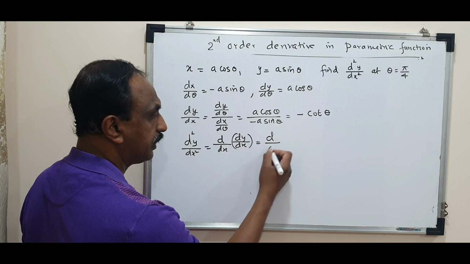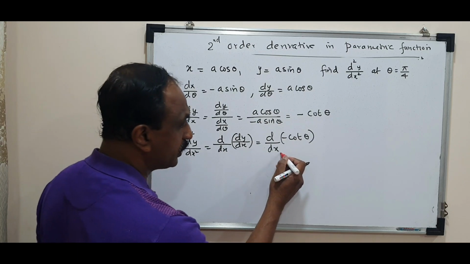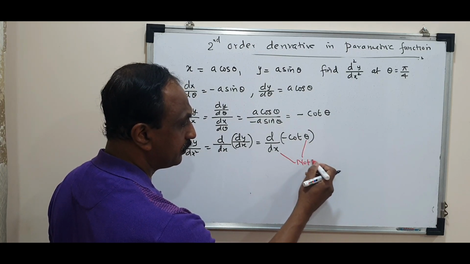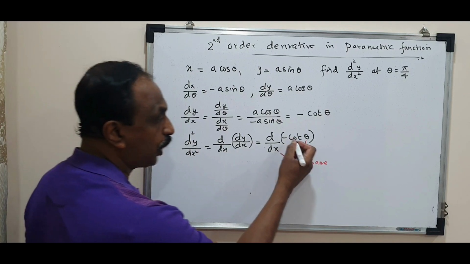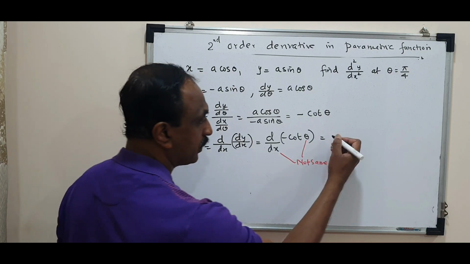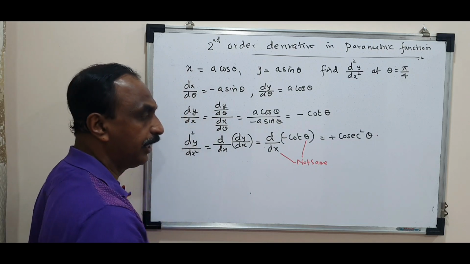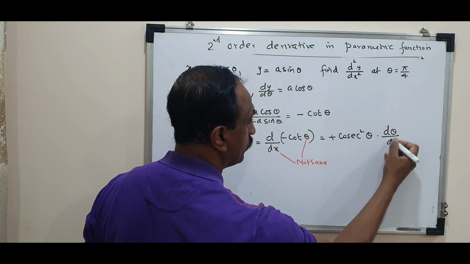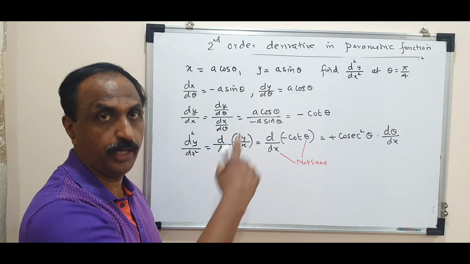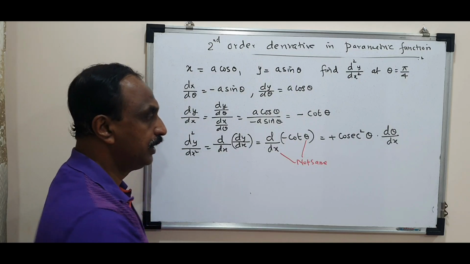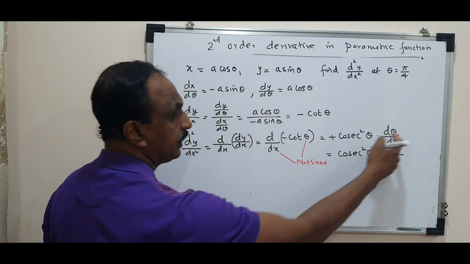Then substitute d by dx of minus cot theta. You notice this too, the variables are not the same. This should be noted. So you have to apply the chain rule. So cot will change to minus cosec square. So minus of minus is plus cosec square theta into the derivative of theta, d theta by dx. It is like cot u. The derivative of cot u is minus cosec square u into the derivative of u, the derivative of the angle again. That became cosec square theta into 1 upon dx by d theta.